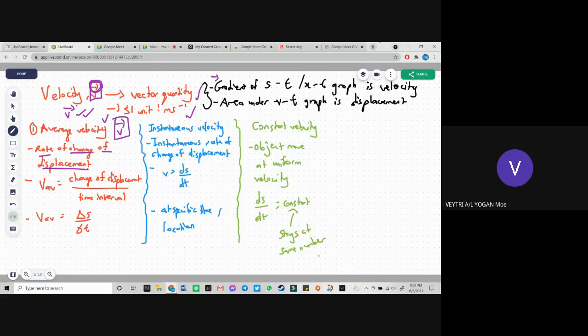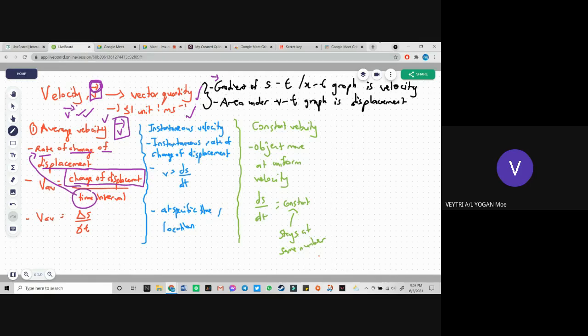Tunggu dulu dengan definition, tengok formula. V average. V kecil tau, bukan V besar. Change of displacement over time interval. Kan sini ada time. Tukar je pergi rate. Simple. Rate of change of displacement. That is how you master your formulas and definition.